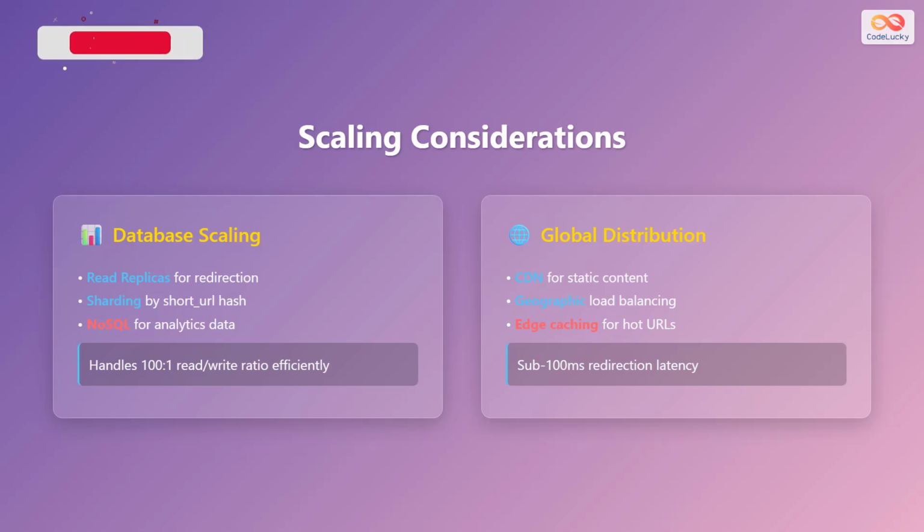Finally, let's consider scaling the system. For the database, read replicas can be used for redirection. Sharding by short URL hash can distribute the data. NoSQL databases are used for analytics data. These techniques efficiently handle the 100:1 read-to-write ratio. For global distribution, a content delivery network or CDN can be used for static content. Geographic load balancing and edge caching for hot URLs ensures sub-100 millisecond redirection latency.